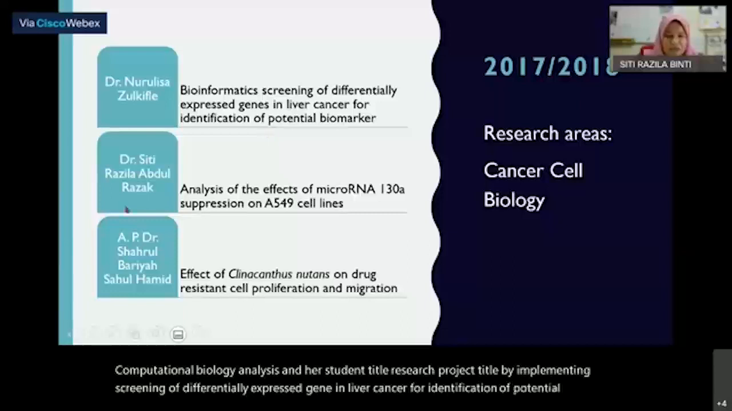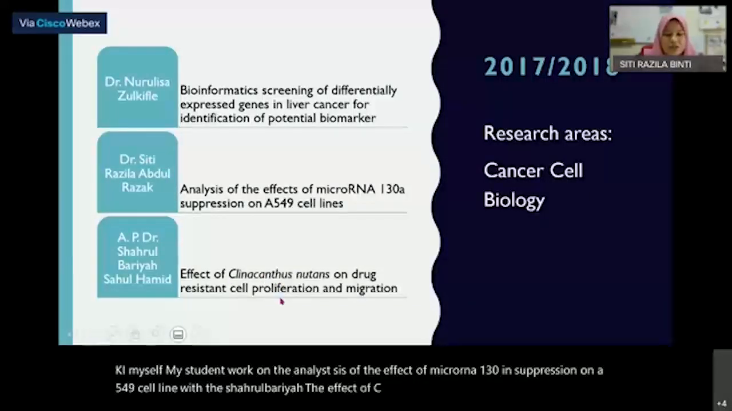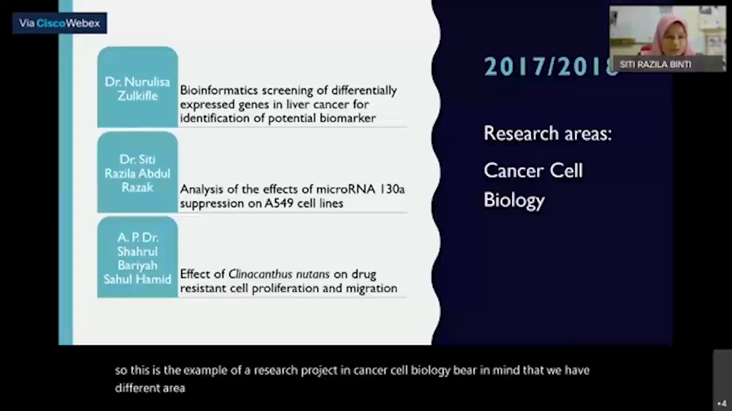I myself had a student work on the analysis of the effect of microRNA 130A suppression on the A549 cell line. Dr. Shahrul Baria studied the effect of C. Newton on drug-resistant cell proliferation and migration. So these are examples of research projects in cancer cell biology. Bear in mind that we have different areas of research as well, not limited to cancer biology.